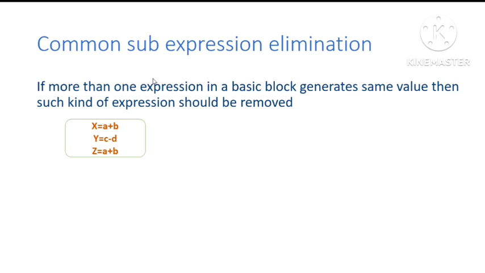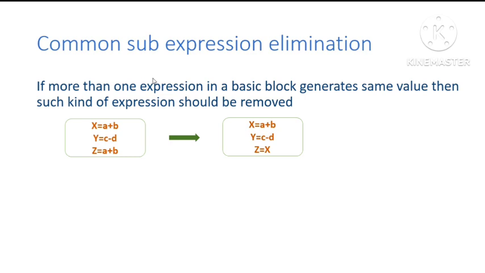To eliminate that, we will take the value of x and assign it to z. So one unnecessary computation burden will be eliminated. This is called common sub-expression elimination. If the value does not change when you apply an expression, and such an expression is replicated more than one time, then you can just replace it with the respective variable.